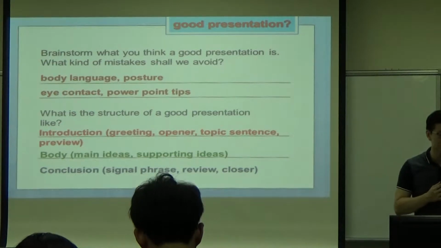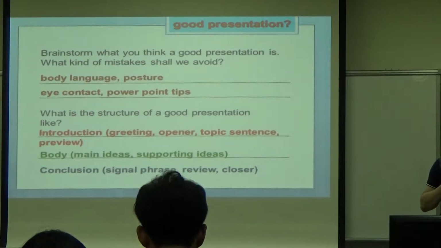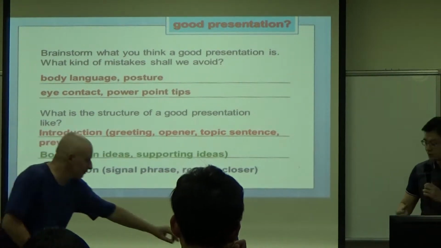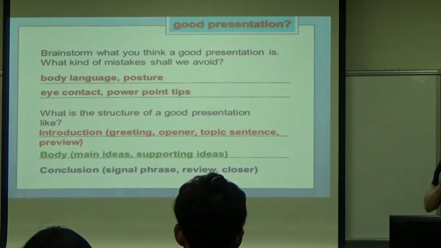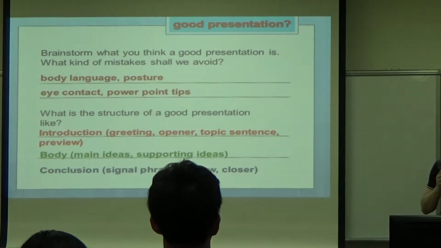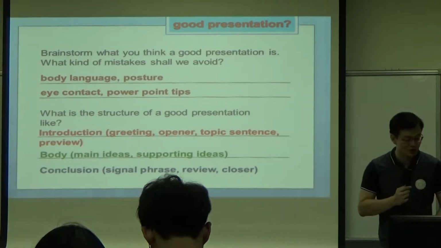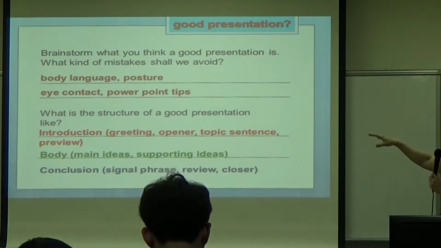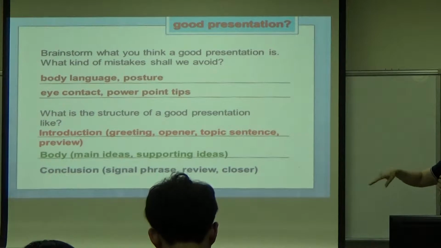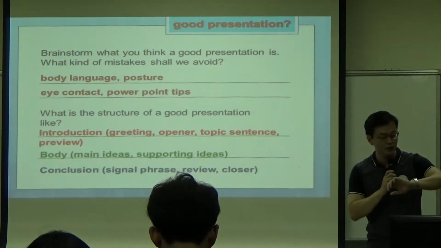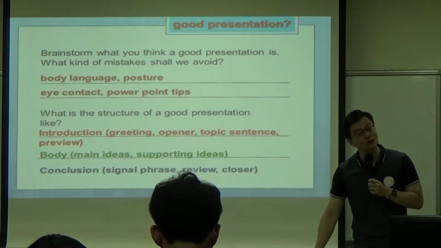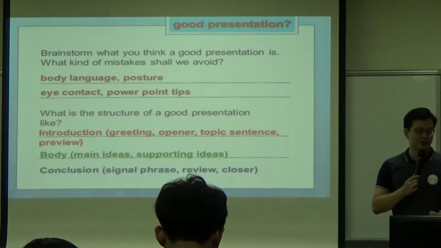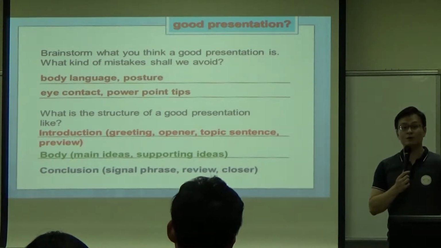And in the conclusion, there have to be signal phrases, telling everybody, I mean the audience, that your presentation is going to end. And of course, a review, which is a restatement of your presentation. And also, you've got to have a closer. So we're going to talk about these three kinds of things in the following 2 hours. All right, 1.5 hours. So don't worry about that. Okay, that's what makes a good structure of a presentation. Are you with me?